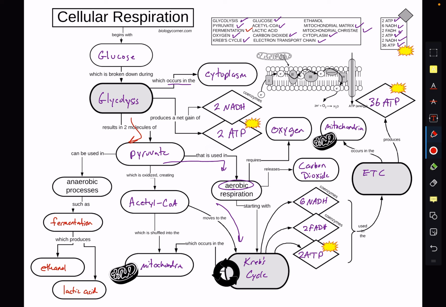And there you go. That's the general overview. For purposes of our course, we want to know what's the first step. You're going to break down glucose. That can turn into pyruvate, and it can go through aerobic respiration, which goes through Krebs cycle and ETC, or the pyruvate can go through anaerobic processes and go through fermentation. That's the general overview.